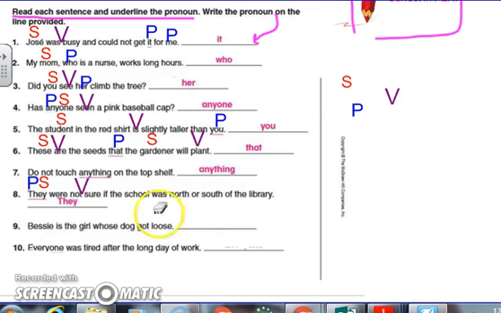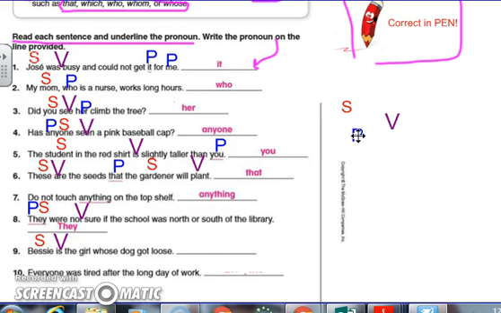Bessie is the girl whose dog got loose. Who or what? Bessie. What is? Oh, we got a linking verb. Is the girl whose dog got loose. What do you think about the pronoun? There isn't much left to choose. We got whose, right? All right, let's see if we're right.